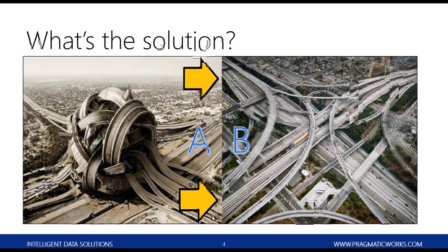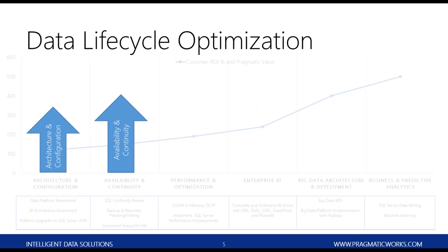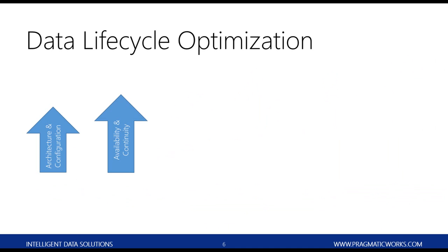And the way that we do our approach, and this is what we talked a lot about on Monday, and I'm just going to do a brief intro here so that you guys know what we're talking about, is the idea of data lifecycle optimization. It's the process that we use here at Pragmatic Works to look at platforms. And it's basically the idea of starting off with architecture and configuration, which is half of what we're going to be talking about today, and then moving into availability and continuity. There's a number of other phases to the process, but we're going to be just focusing today on these first two.